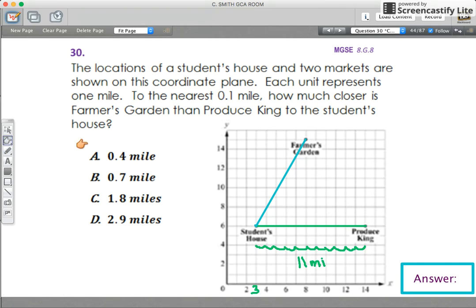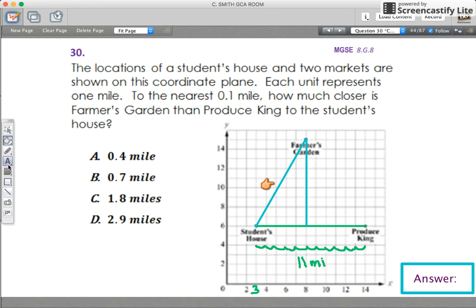Okay, so our next task is to figure out what the distance is between the student's house and the farmer's garden. All right, so this is a little more difficult because here we've got a diagonal line. It's not going to be easy to count that just by counting. So what we're going to do is we're going to create a right triangle. So we're going to bring a line down from the farmer's garden, and what this shows us is if he were to take a path where he goes due south and then goes due west, that's going to help us to figure out what this straighter path is, what this shorter path is.